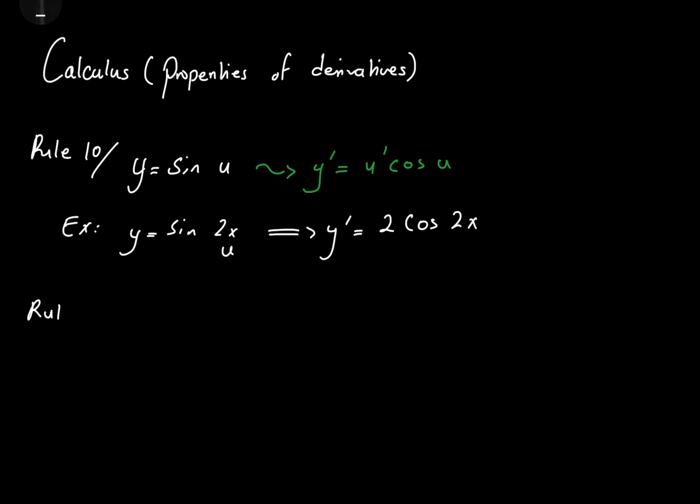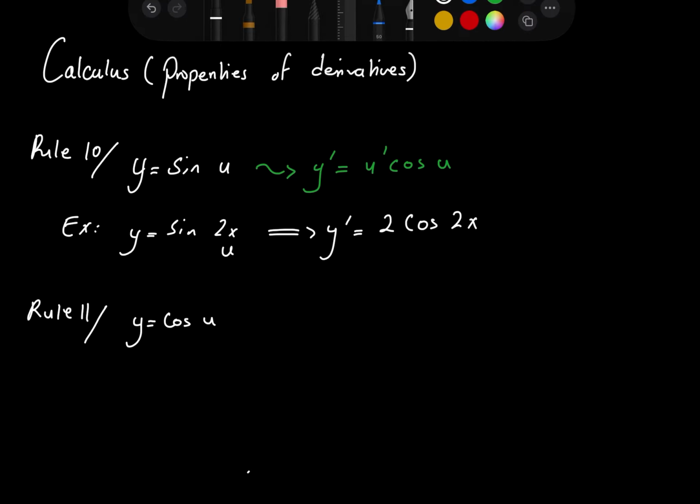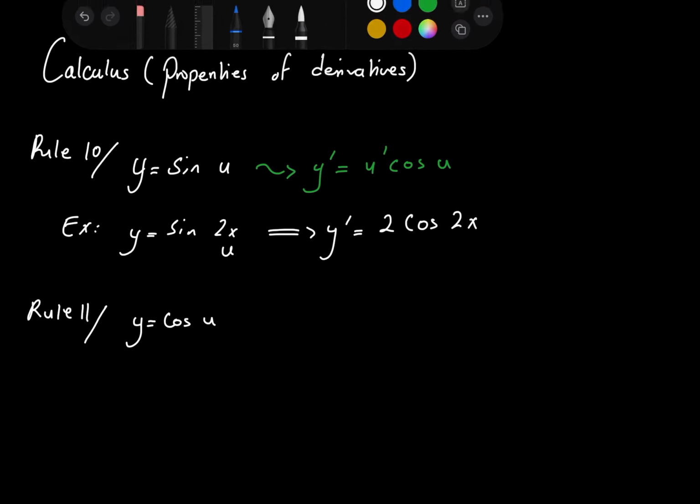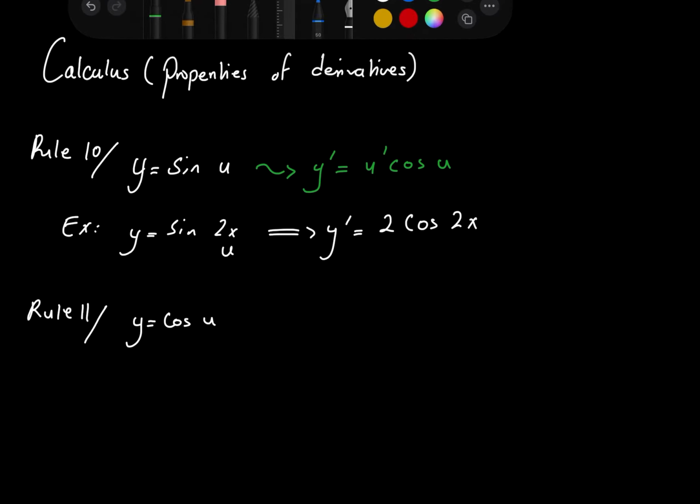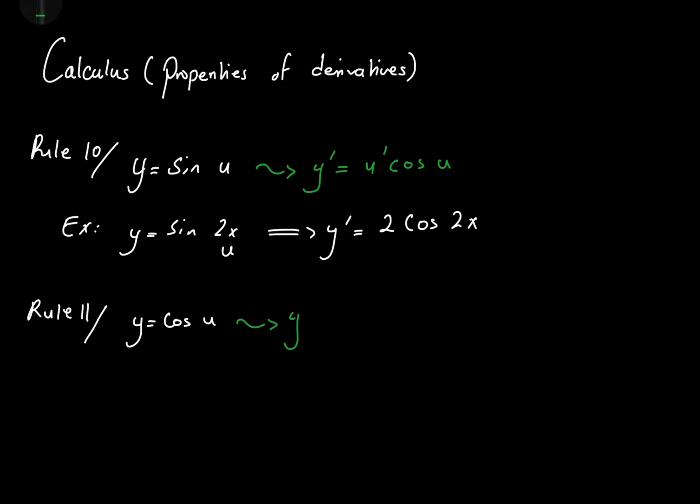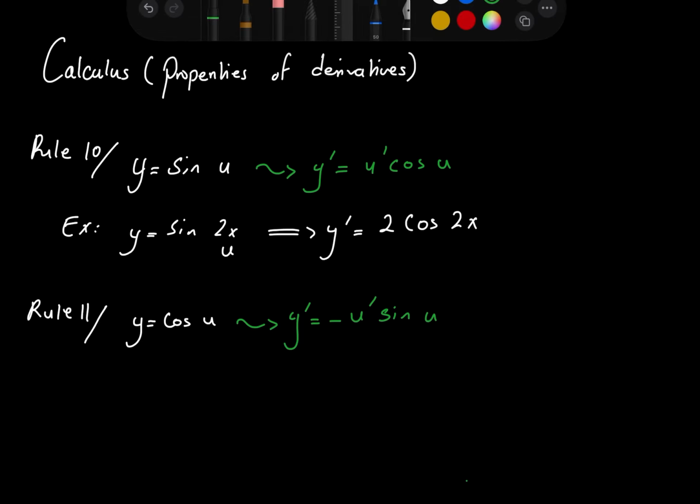Rule number 11. Let's say we're supposed to take the derivative of a function like cosine of u. So y is equal to the cosine of u. What you have to do here is say y prime again, which is the derivative of this function, and it's going to be equal to negative u prime sine of u. So basically, the cosine changes to sine, and you just get negative u prime.